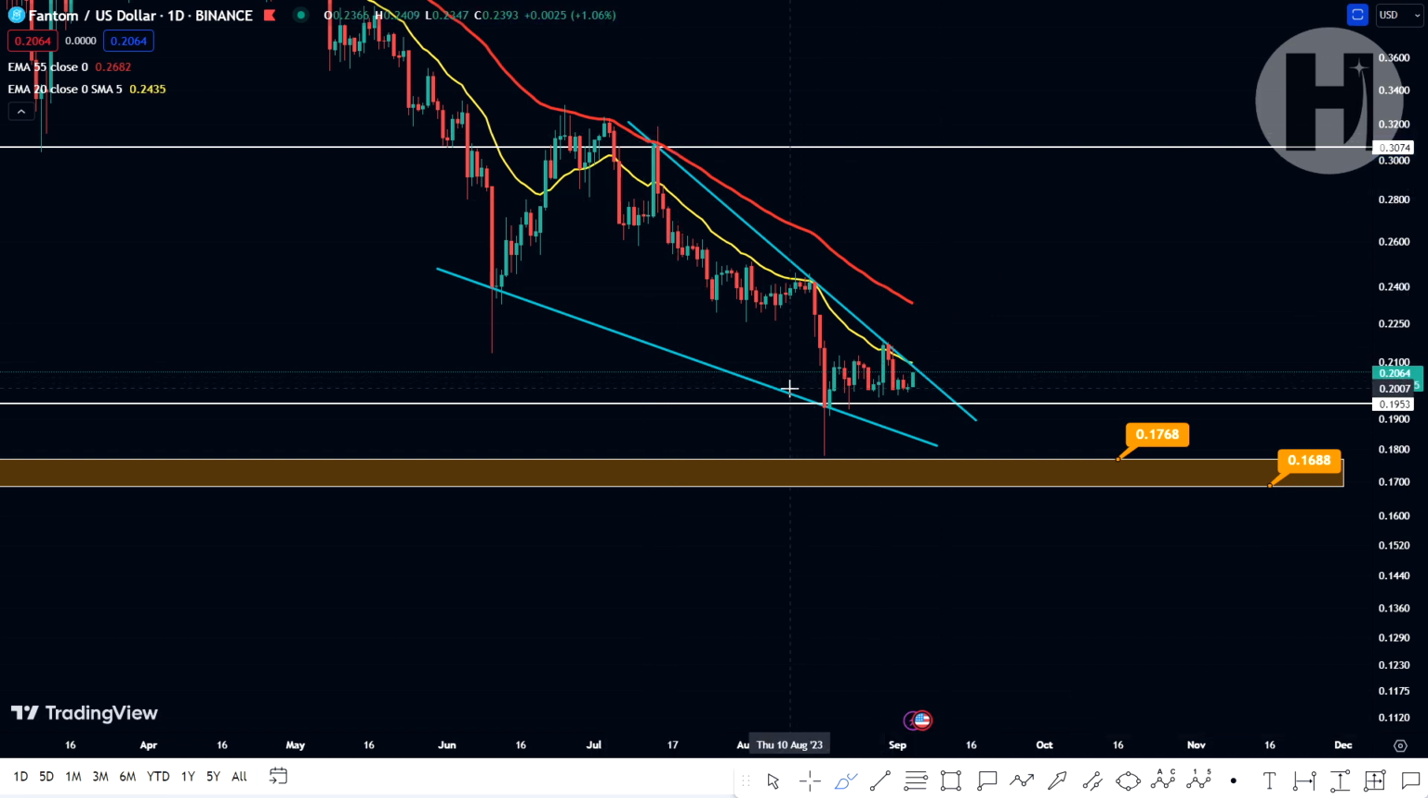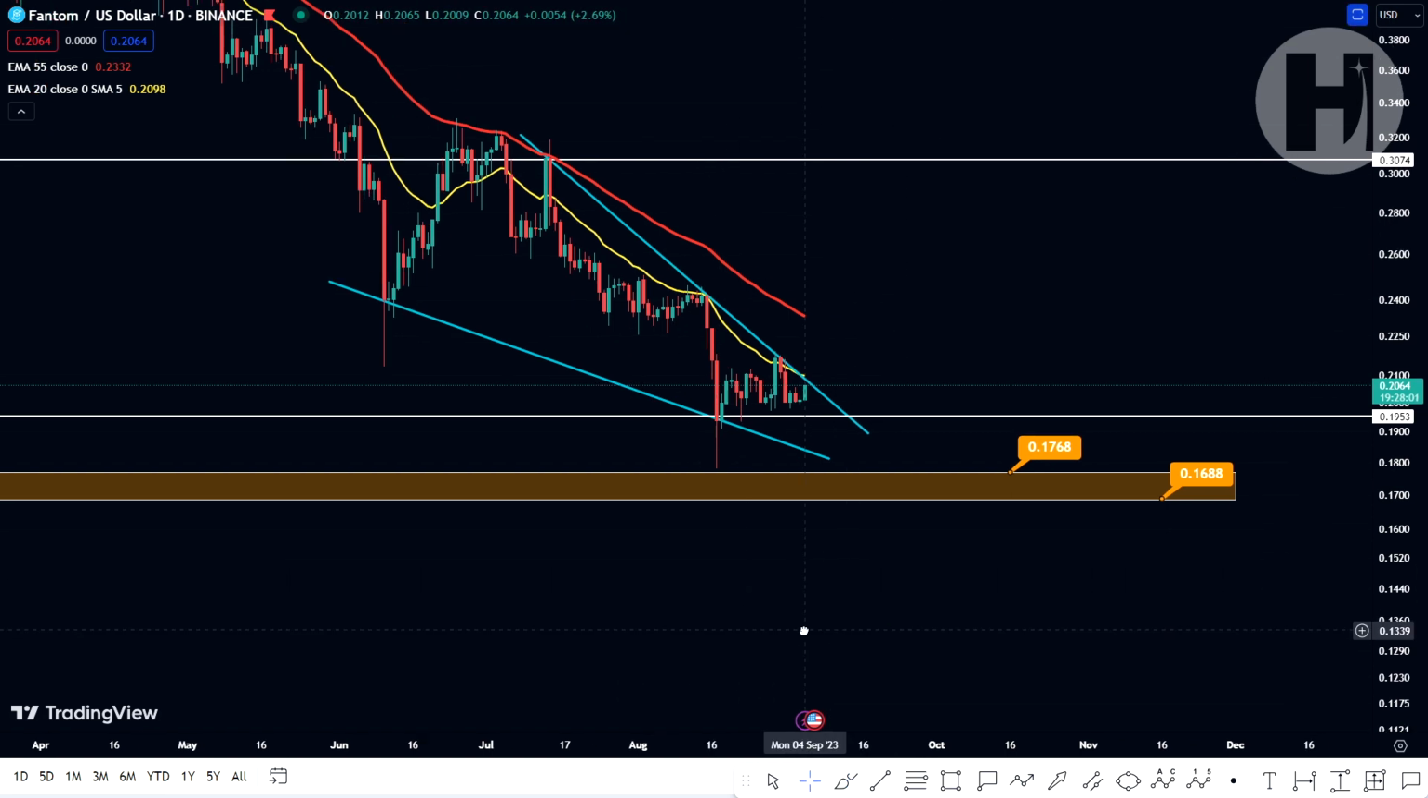But there's still a 25% chance that all of this is going to fail and we're going to get invalidated and it will drop down. And I'm hoping this support level can hold us, so between 0.1768 cents down to 0.1688 cents. And of course, you have this immediate support down below at 19.5 cents.